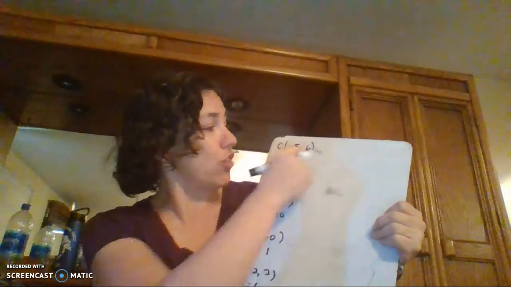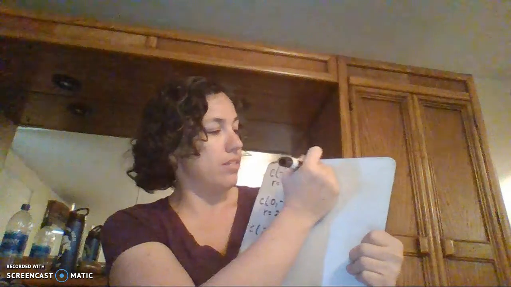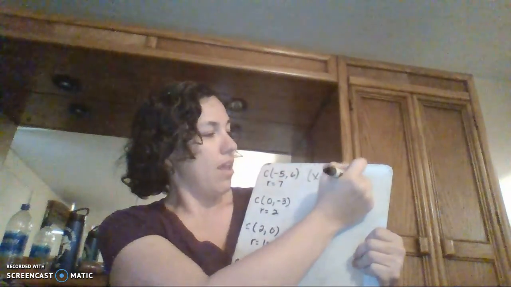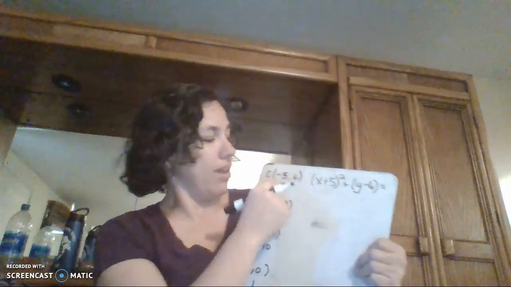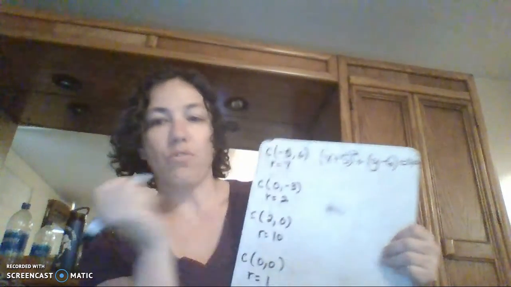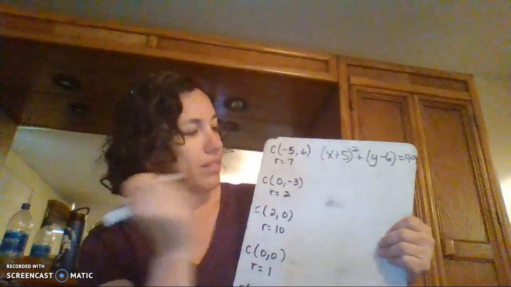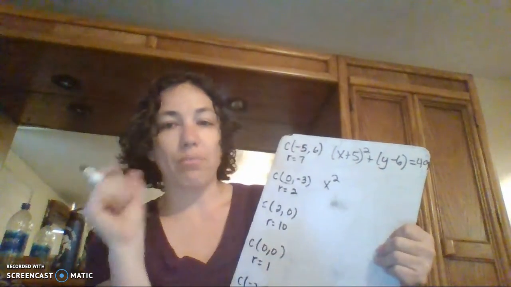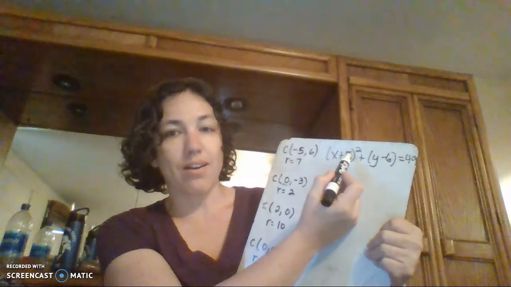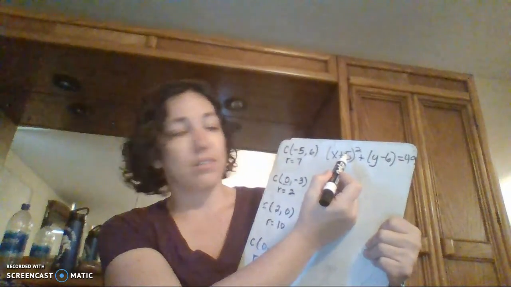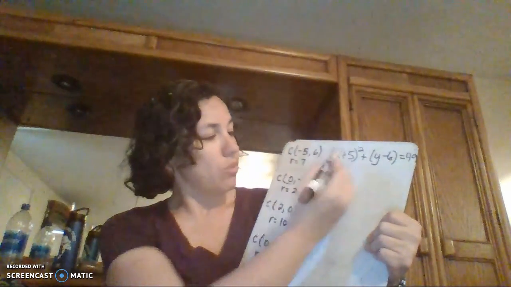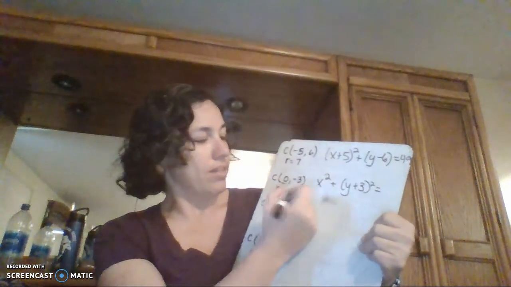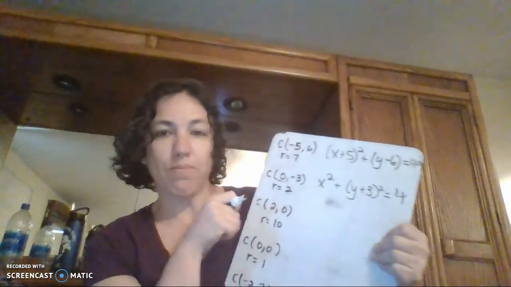When you don't have a graph and you're just looking at it, it's pretty simple. This would be (x plus 5) because you're doing the opposite sign, and (y minus 6), and that squared is 49. If you get the pattern, it should be pretty easy to plug these in. Whenever you have a 0, you can just leave it as x squared because you don't have to plug it in. If you want, you can plug in a 0, but x plus 0 is just going to be x, so it's the same thing as x squared. Then it's going to be (y plus 3) squared, and that's going to be equal to 4, because 2 squared is 4.